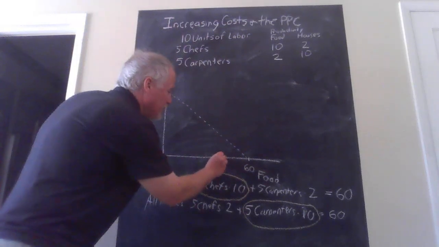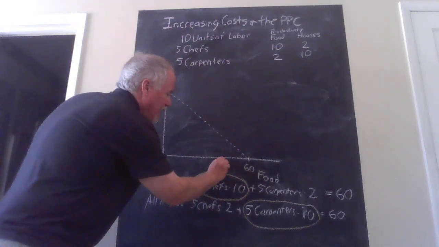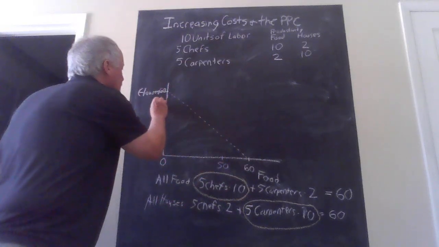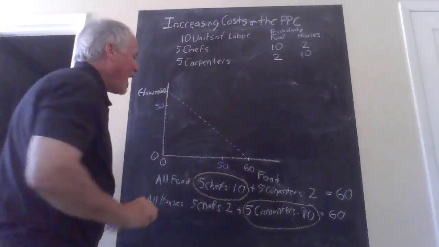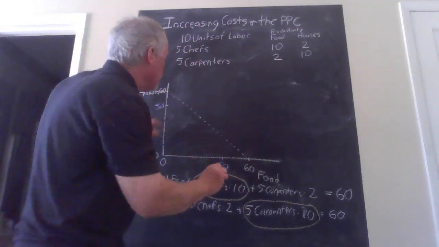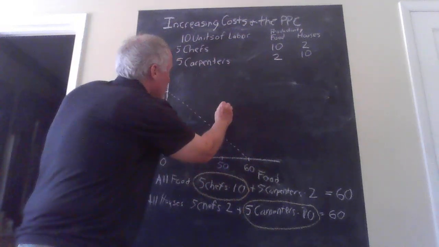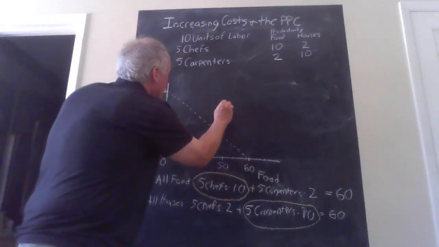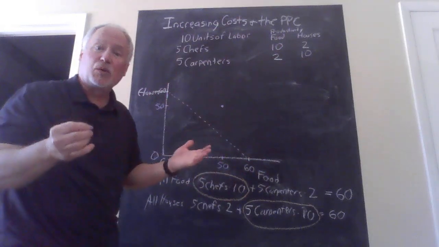So what you'd have here is 50 and 50, and try to draw this to scale. There are 50 and 50, and this nation could actually attain that. They can produce 50 units of housing and 50 units of food by letting the workers specialize.